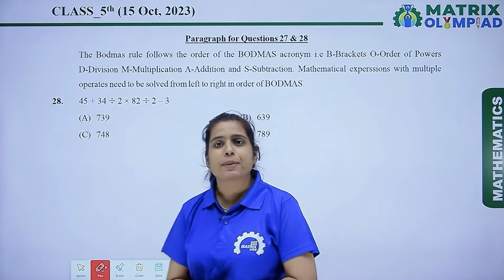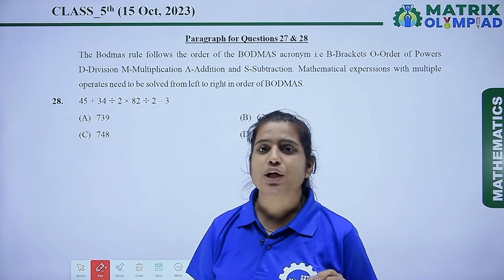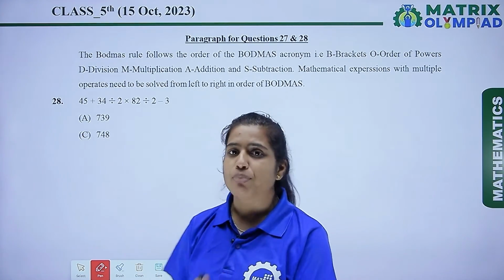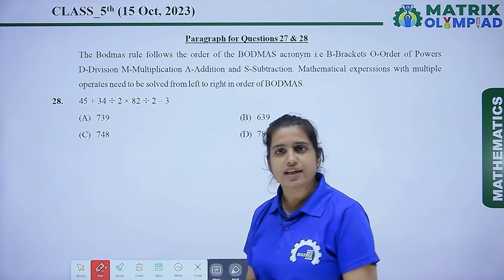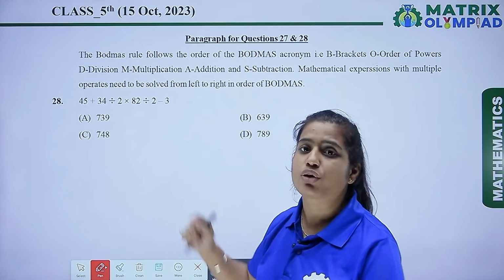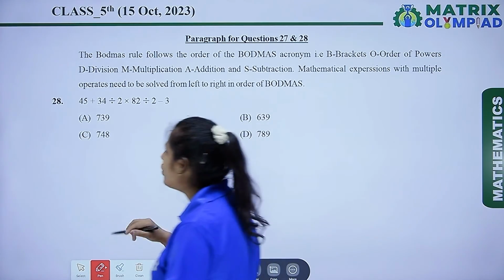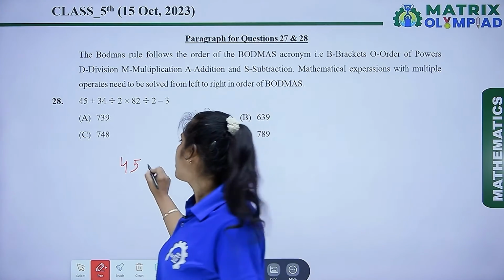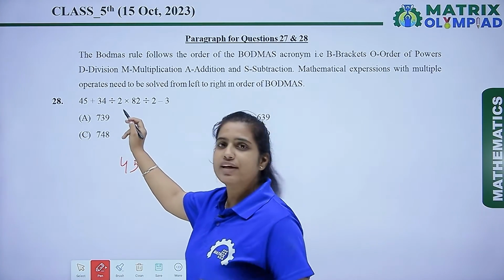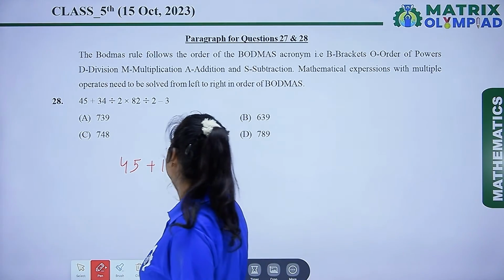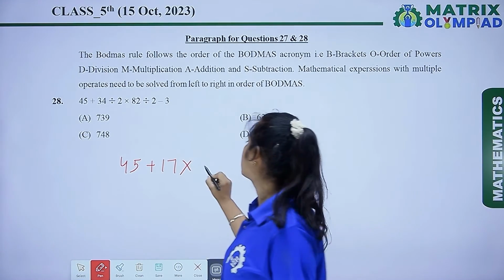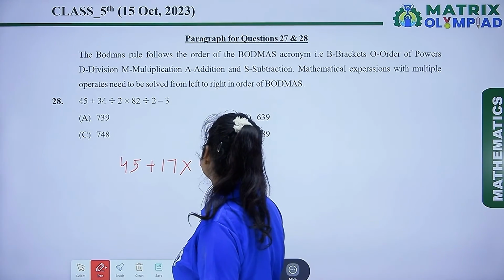So let's begin with the next question. Question number 28. अब ये question number 28 भी same paragraph पे based है, that is of BODMAS. BODMAS rule हमें apply करना है and we have to find out the answer according to that only. So here let's we go. Let's start. 45 plus 34 divided by 2 is 17. Multiply by 82 divided by 2 is 41 minus 3.